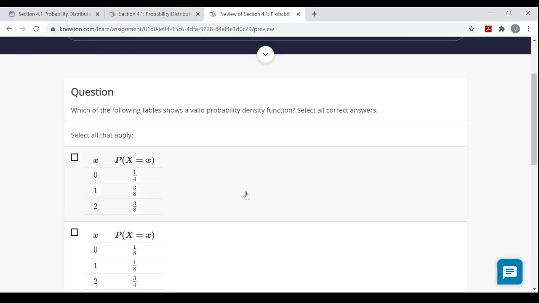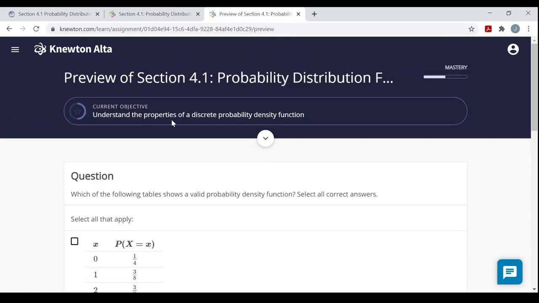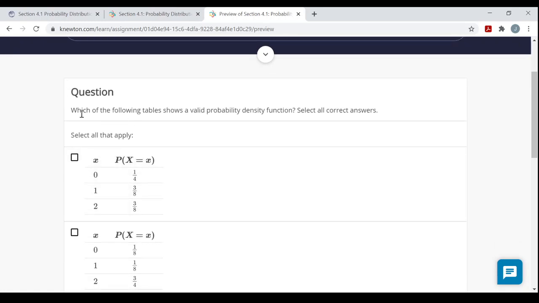All right. So now we're out of the instruction, still in the same objective here. Looks like I'm halfway done. All right, so now the question is, which of the following tables shows a valid probability density function? So remember, all the probabilities need to be from 0 to 1, and the sum of the probabilities must be equal to 1.